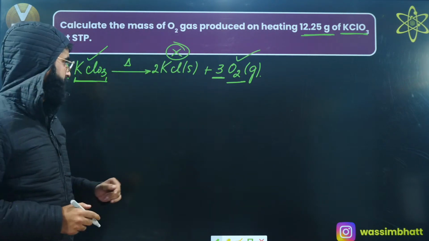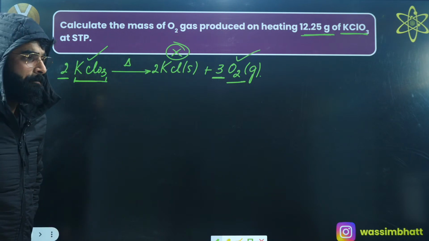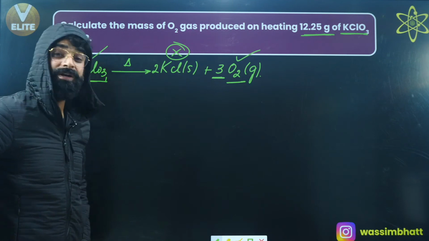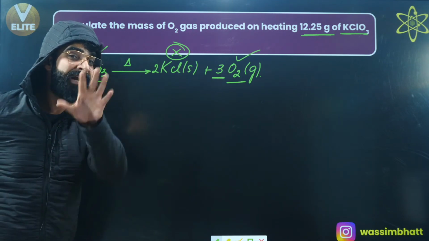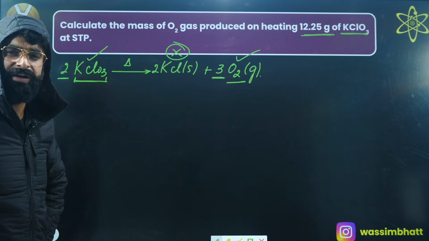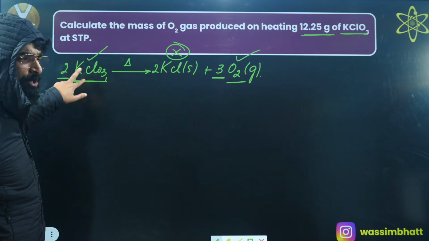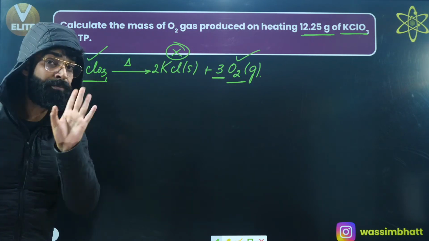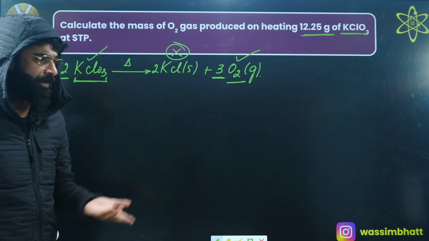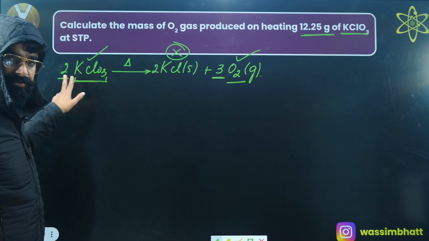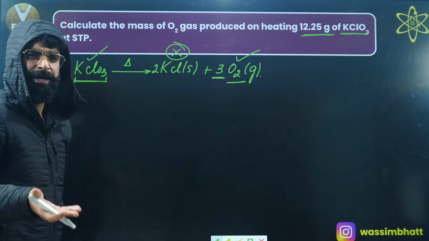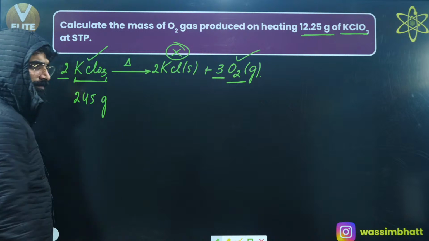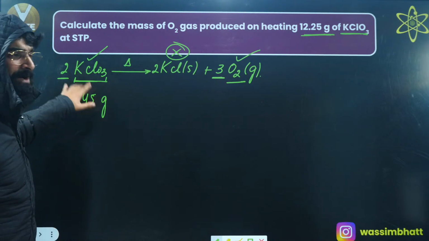Okay, this is KClO3, right? What is the molar mass of KClO3? Simple, that is 122.5 grams. That means the mass of 1 mole of KClO3 is 122.5 grams. Do I have only 1 mole of KClO3 or 2 moles? We have 2 moles of KClO3, right? 2 moles of KClO3 will have the mass of 122.5 multiplied by 2. The value comes out to be 245 grams. So 245 grams is the mass of 2 moles of KClO3.